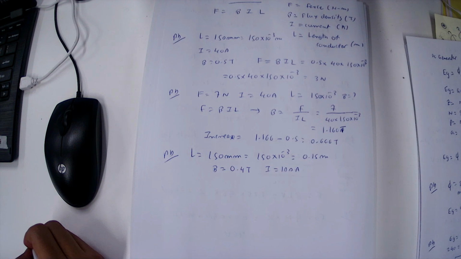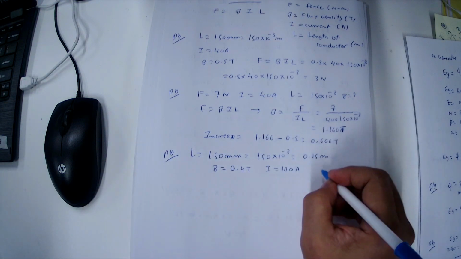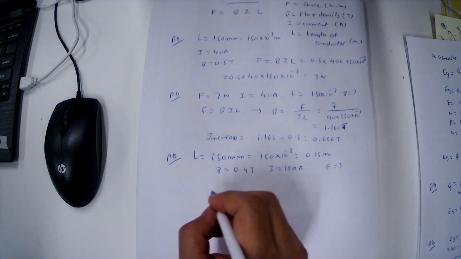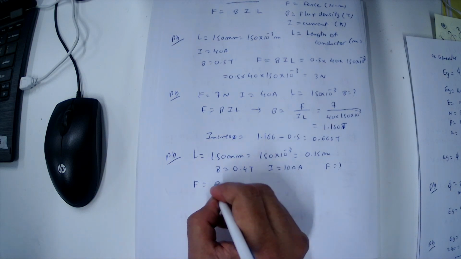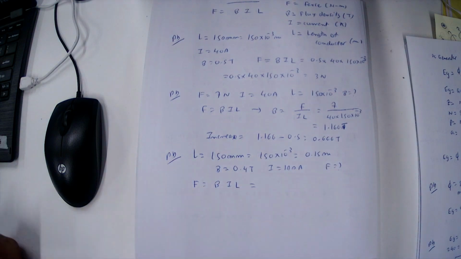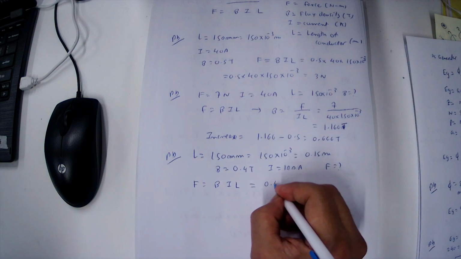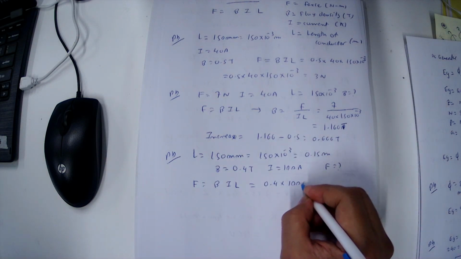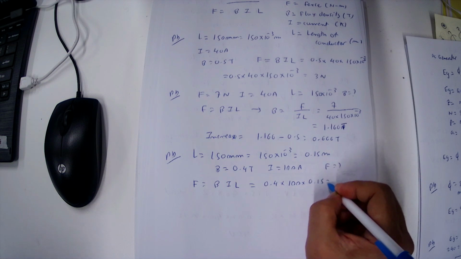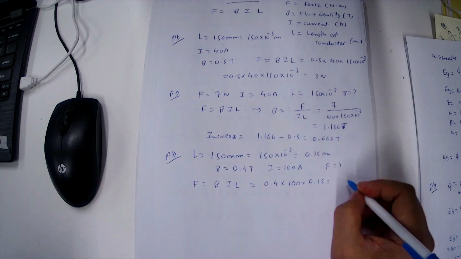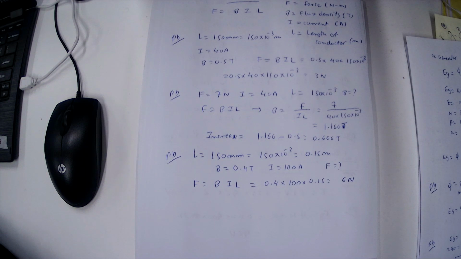We need to calculate the force. Force can be calculated as BIL: flux density multiplied by current multiplied by length. We substitute here: flux density is 0.4, current 100, length of the conductor is 0.15. Then we get 6 Newton. The force will be 6 Newton.